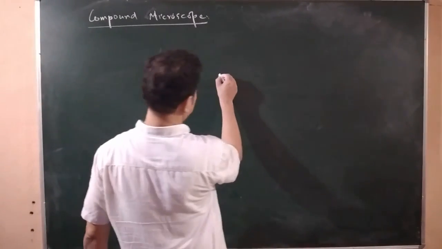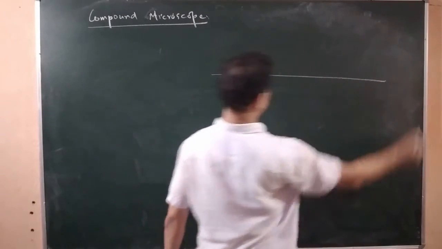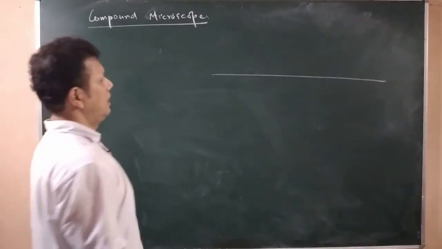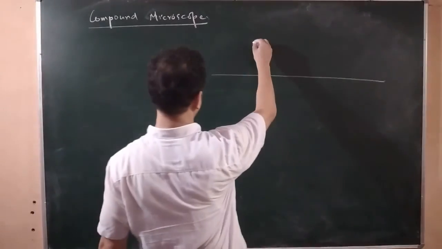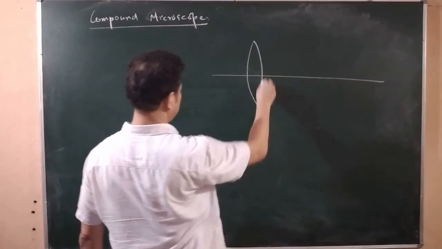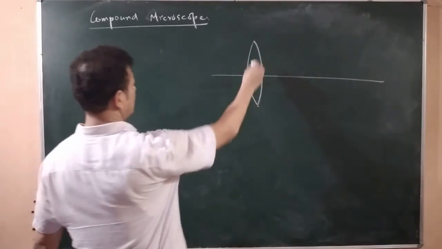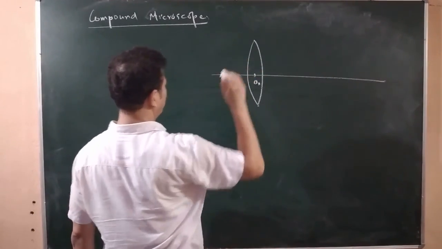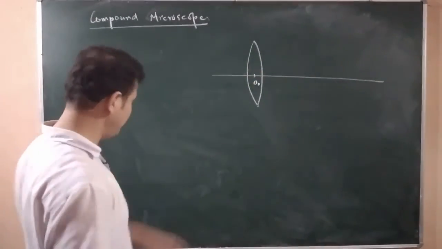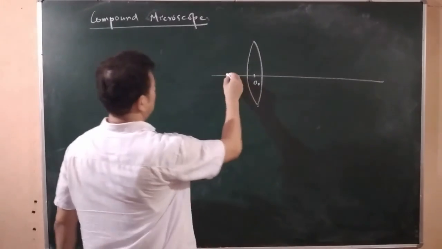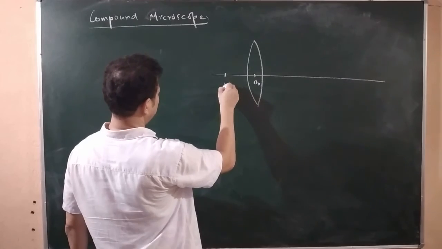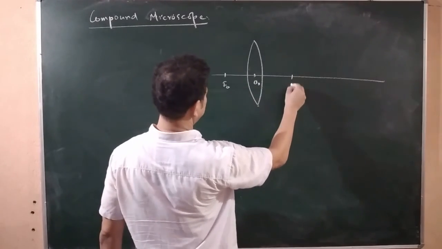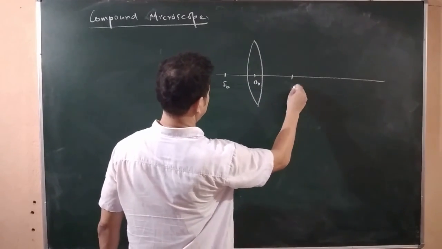So suppose this is the axis about which we have to place two lenses. The first lens is this one, its optical center we name O1, and its focus, this is the objective lens, we name f0. f0.